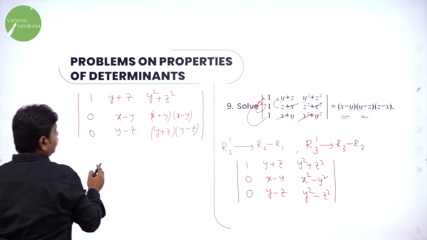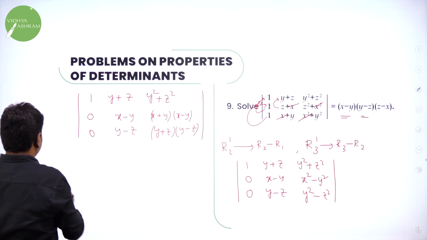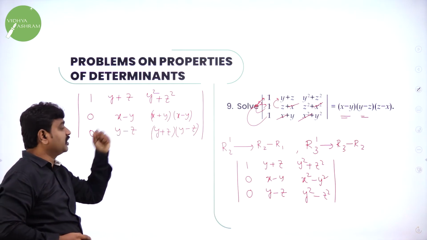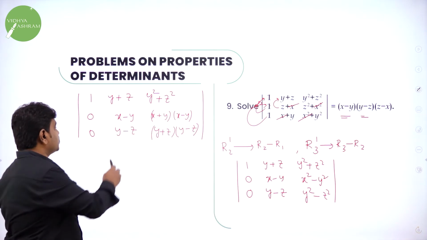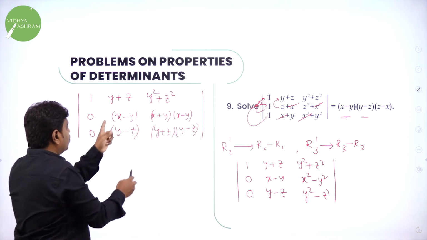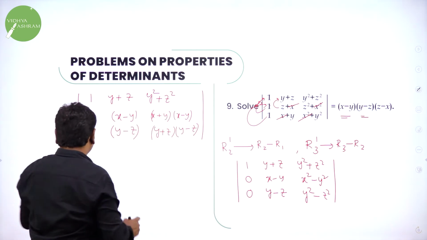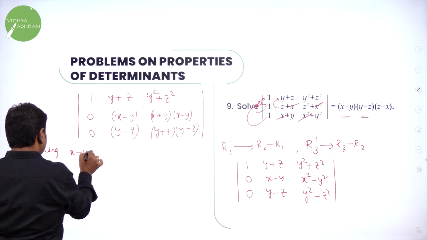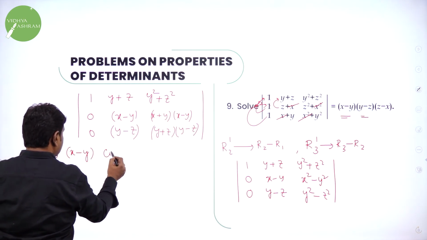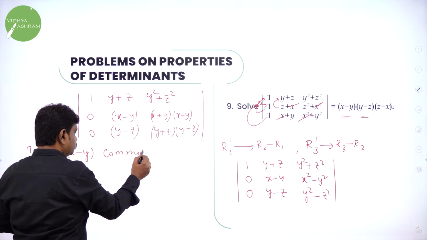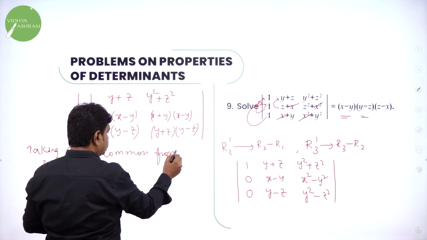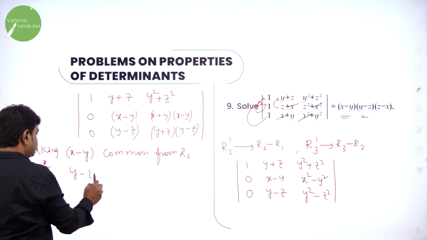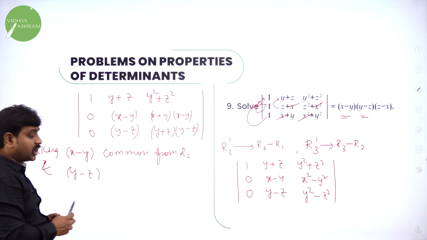Now we need to expand. See, if you look at the second row, what is common? x minus y. In the third row, y minus z is common. So from the second row, I'll take x minus y common, and from the third row, I'll take y minus z common.